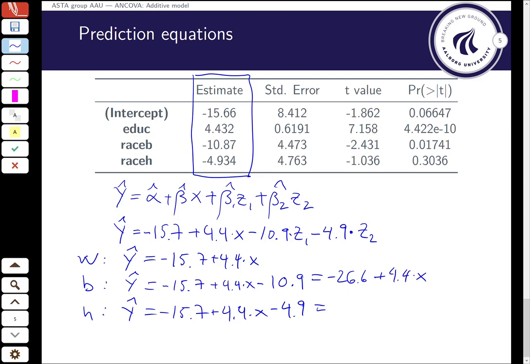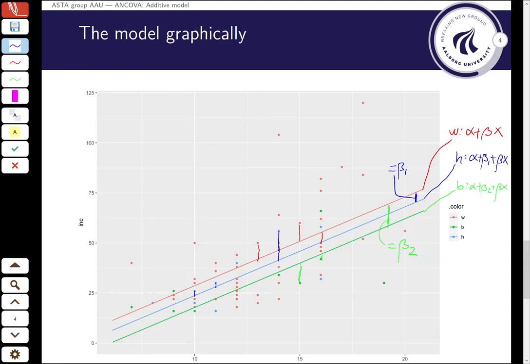x, and here we have minus 20.6 again, plus 4.4 times x. So we have these three parallel lines, here, here, here, all have the same slope in x and just have different intercepts. And these are the lines that describe the data as well as possible in terms of the least squares criterion. And this corresponds to what we see, that white has the highest starting point. Below white is the Hispanic, and finally the lowest one is the black. And if we go back to the plot, that also is what we are seeing here, the ordering white, Hispanic, and black.